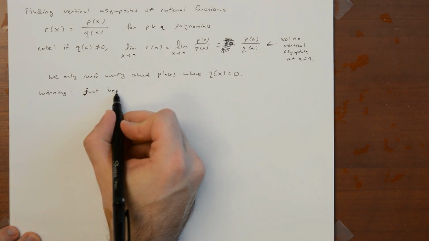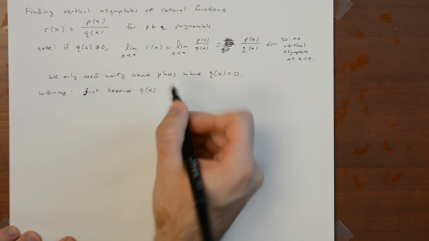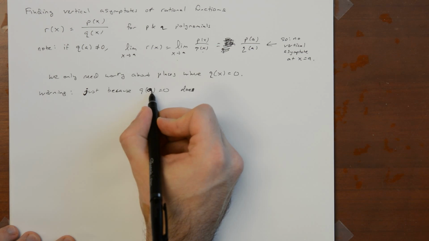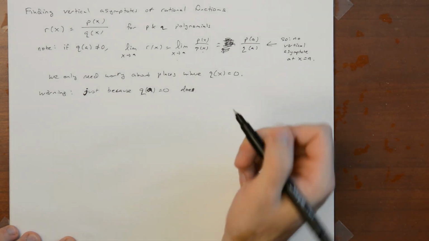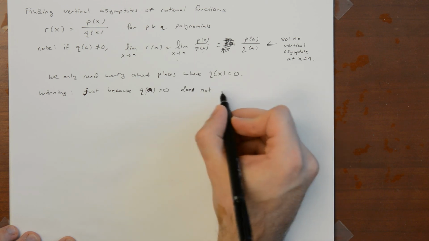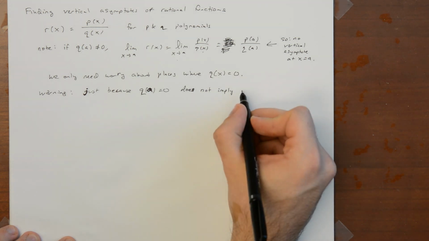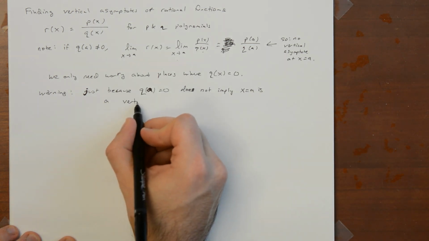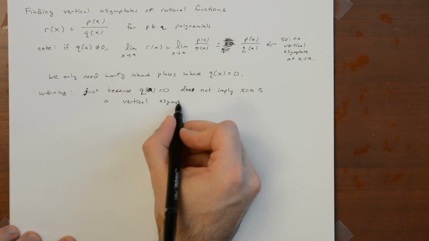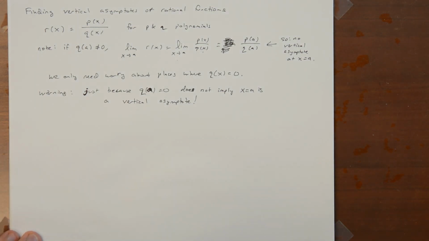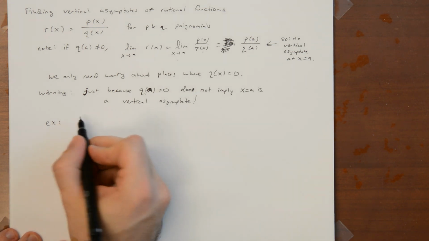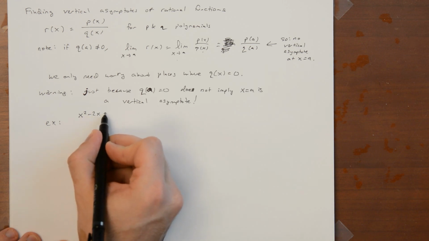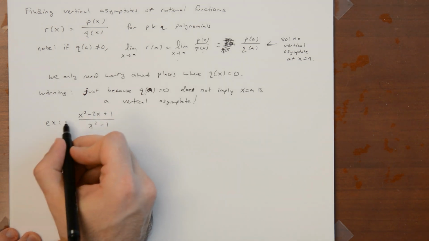So just because q of x is equal to zero, well, let's say q of a, so there's some number, so if you plug it into q, you get zero. This does not imply x equals a is a vertical asymptote. And we've actually seen this before. So for example, let's say x squared minus 2x plus 1 divided by x squared minus 1. So here's r of x.